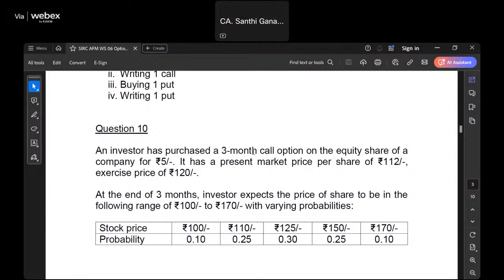An investor has purchased a 3 month call option on the equity share of a company for 5. So this is the premium, this is the price of the option. It has a present market price of 112, exercise price of 120. At the end of 3 months, investor expects the price of the share to be in the following range, with varying probabilities.